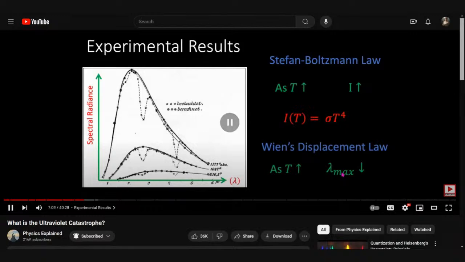This fits with what we have already seen when heating a lump of metal. As the temperature of the glowing metal is increased, its colour changes from red to orange to yellow, which corresponds to shorter and shorter wavelengths of light.